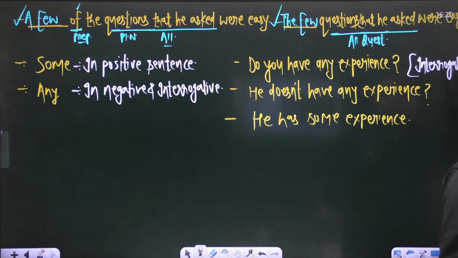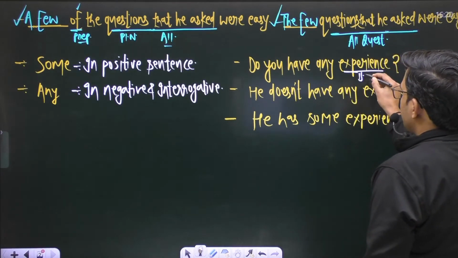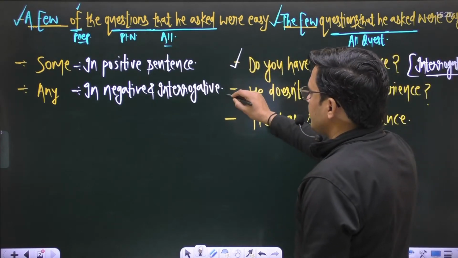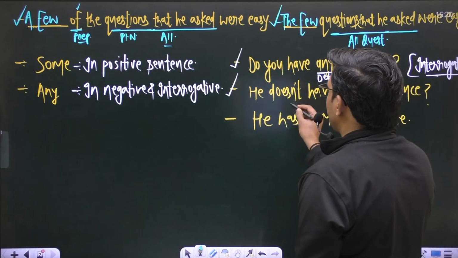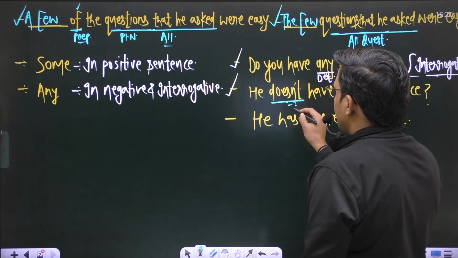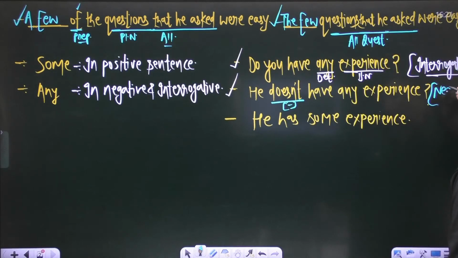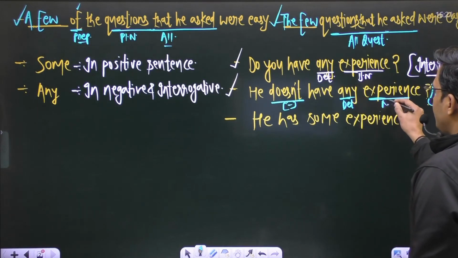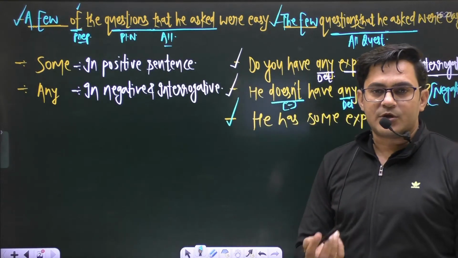In interrogative sentences, before this noun we use a determiner, that is any. This sentence is okay to say, this sentence is okay to write. Next sentence, if you talk about this word does not, it makes this sentence negative, and in negative sentences also we use a determiner, and this determiner must be any. Before this noun we use any. So this sentence is also okay to say or okay to write.